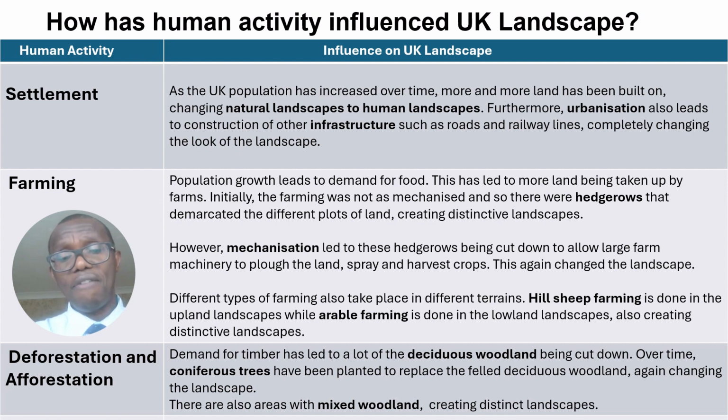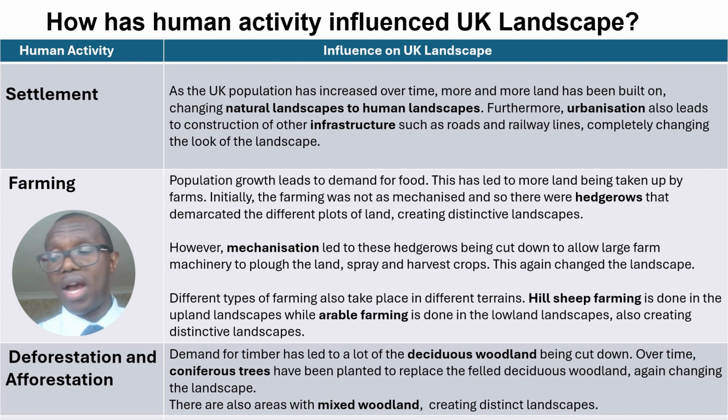Then we also have farming. So again, the population is growing, there's demand for food, and this has led to a lot more land being taken up for farming. Now, originally, or in the past, the landscape used to have hedgerows because there wasn't as much heavy machinery being used to farm the land. Most of the work was done by hand, and therefore there were hedgerows to demarcate or put boundaries between different areas that were being farmed.